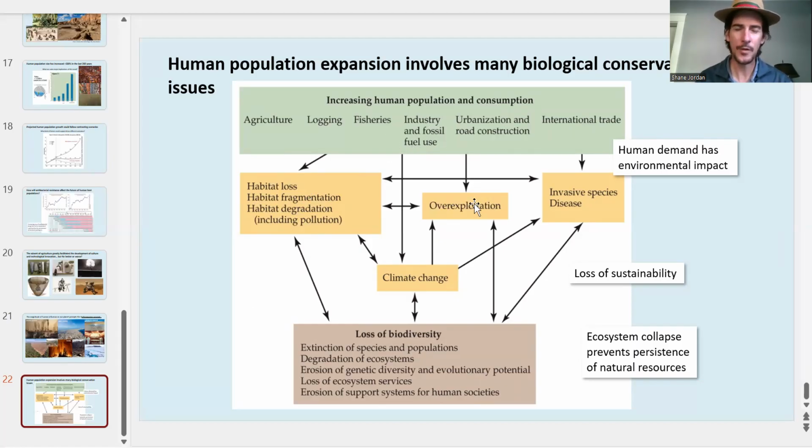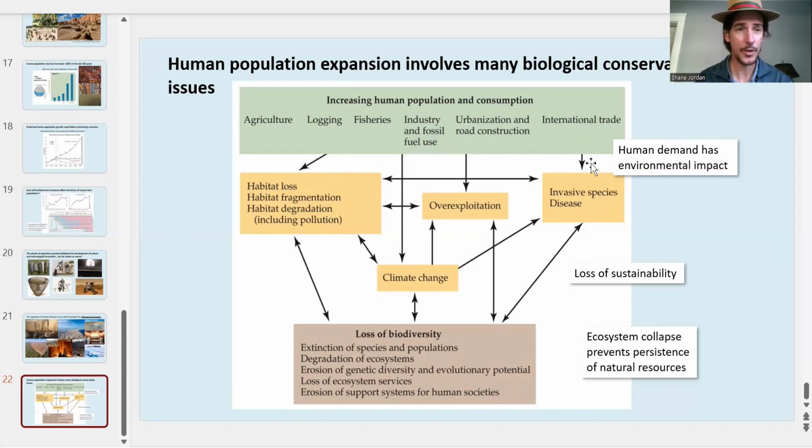Kind of inevitably leads to overexploitation of resources. And this all goes hand in hand with climate change, because as we engage more in activities like logging, which destroy our carbon sinks, and we develop more industry, we are contributing more to climate change. And climate change, as it increases, is in turn going back and increasing habitat degradation, and maybe leading to the expansion of more invasive species and the expansion of more diseases.